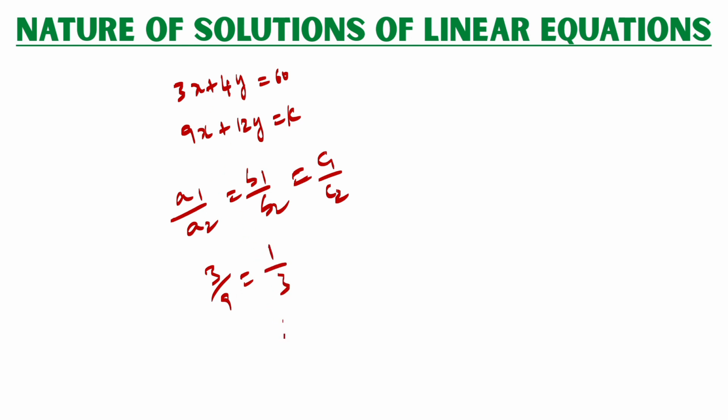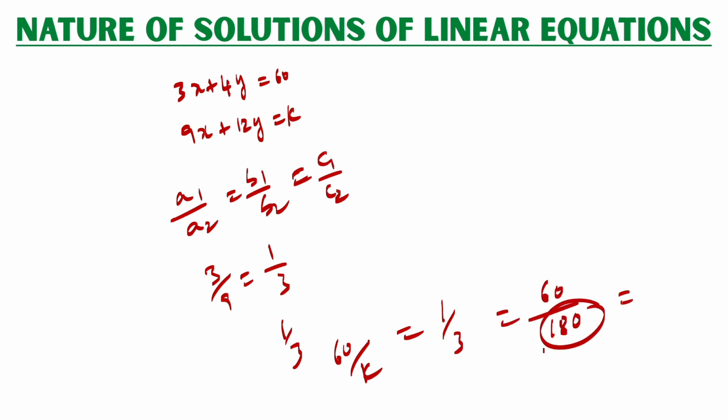4 by 12 is equal to 1 by 3. And 60 by K must be equal to 1 by 3. So 60 by 180. So K must be equal to 180. Hope you understood. This is equal to 1 by 3. This is equal to 1 by 3. So this must also be equal to 1 by 3. So if this one must be equal to 1 by 3, K must be equal to 180. So in this way, we can apply these properties.